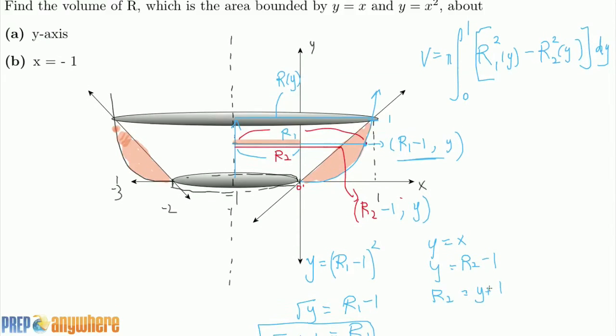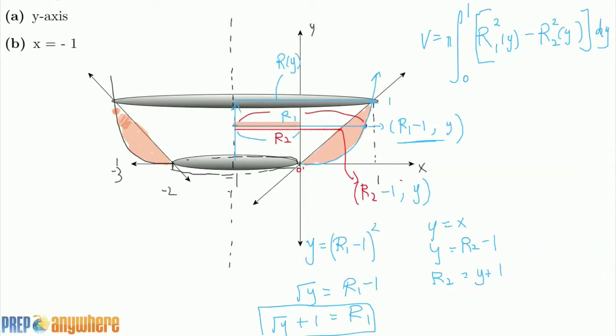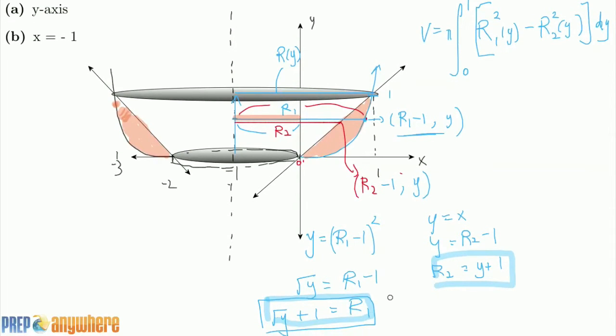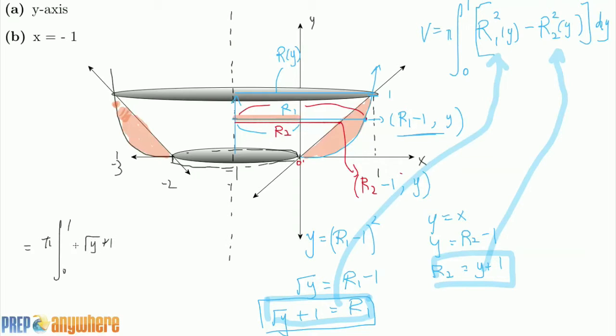Okay, so we have our radiuses now. So we can plug that in, right? This one in here, and that one in there. So let me continue here on the left side. I'm running out of room. So the volume is then pi integration from 0 to 1. R1 was root of y plus 1 squared, and R2 is y plus 1 squared.